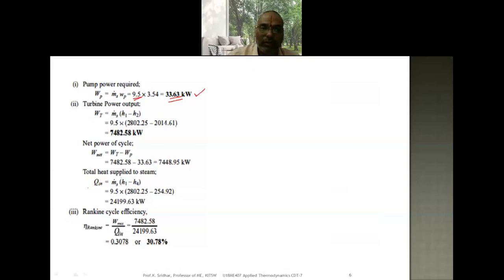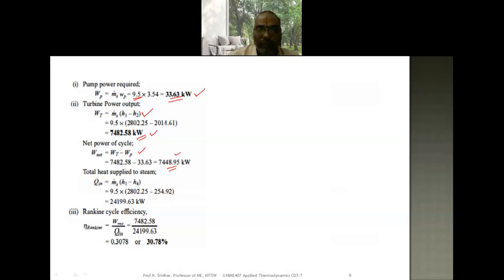Turbine work, because the 1 to 2 process is taking place in the turbine. So m dot s into (H1 minus H2), that is my turbine work. Net power is always equivalent to turbine work minus pump work. So this will be equivalent to 7448.95 kilowatts.